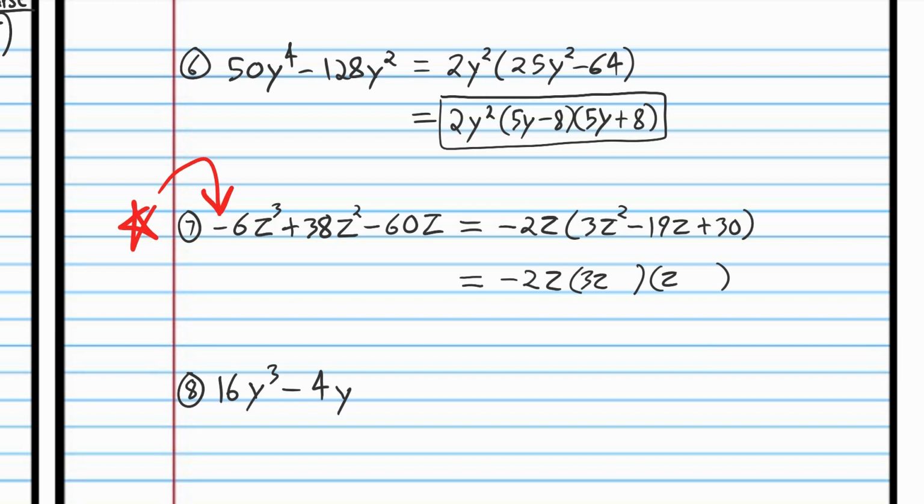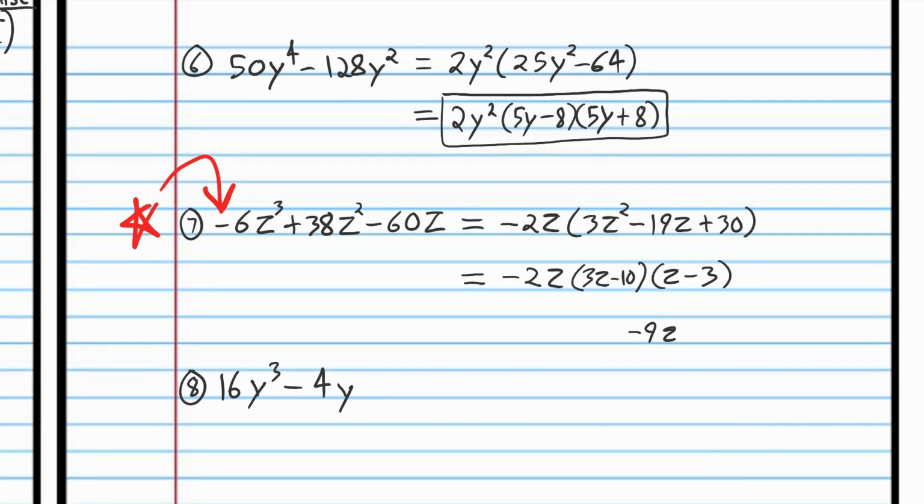So now I'm going to try 10 and 3. Whoops, I should put a negative there. So negative 10 and negative 3. Negative 10 times negative 3 is positive 30. So now the outside terms, 3z times negative 3 is negative 9z. Inside terms, negative 10 times z is negative 10z, and we know that these combine to negative 19z. So that gives us the answer.